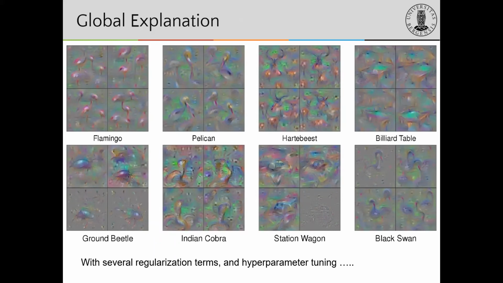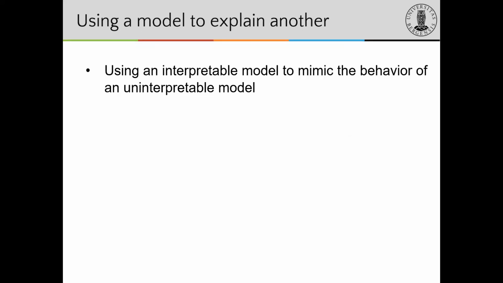But at least we can get something like this then to achieve the global explanation. So till now we have introduced the local explanation and also the global explanation. Actually, we can also use another model to explain another. For example, we use an interpretable model to mimic the behavior of an uninterpretable model. This can also be a nice way to explain.